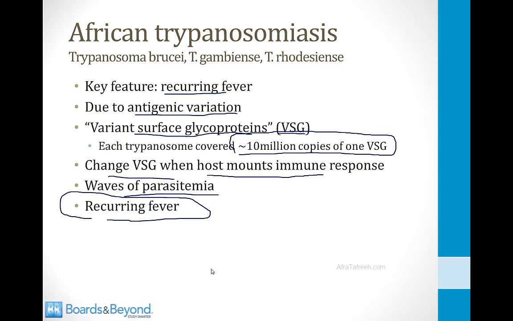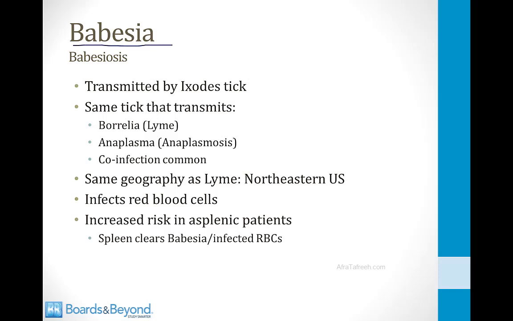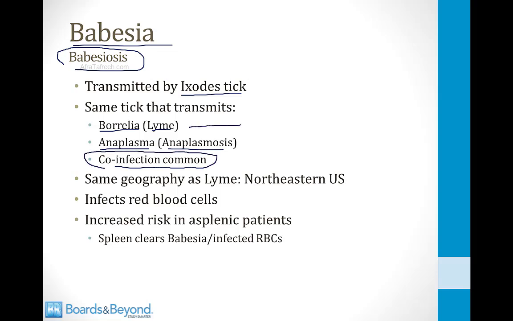The next protozoal infection is Babesia, which is what causes babesiosis, and this is transmitted by the tick Ixodes scapularis. And this is the same tick that bites people to give you Lyme disease caused by the bacteria Borrelia. It's also the same tick that carries the bacteria Anaplasma, which can cause anaplasmosis. So co-infection is common. When someone presents with Babesia, you need to check them for Lyme and vice versa. And a common board question is to describe a classic Lyme patient and ask you what other infection you need to worry about, and the answer is Babesia.